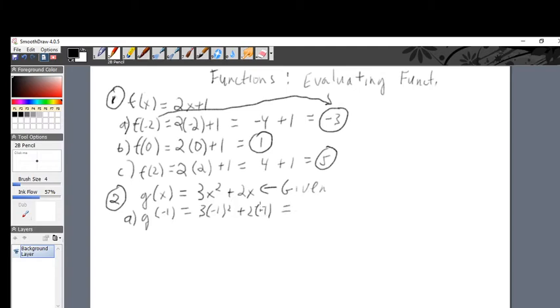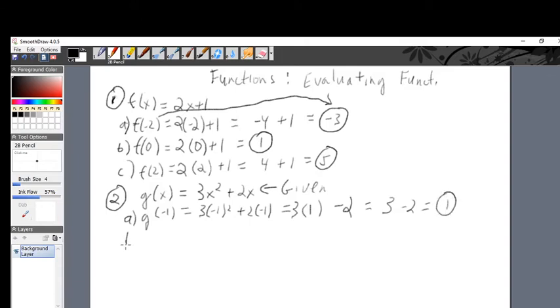So what do we get? Negative 1 squared is 1. Negative 1 times negative 1 is 1. So that's 3 times 1. Plus, this is 2 times negative 1, which is negative 2. So that's equal to 3 times 1 is 3 minus 2 equals 1. Problem over.